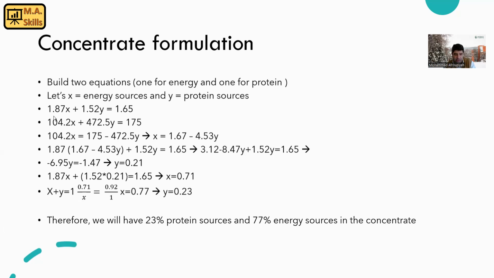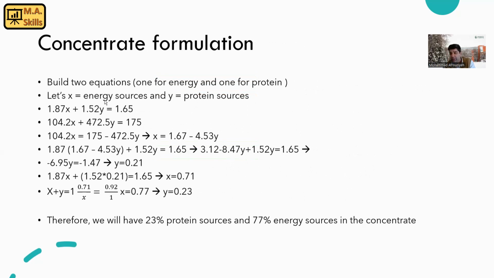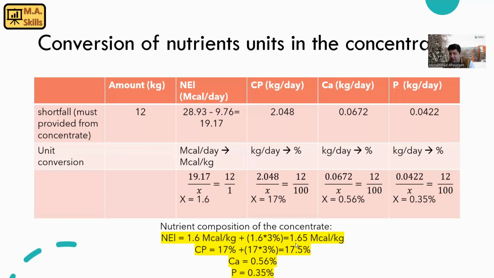So the energy equation, as you can see here, is the multiplication of energy from energy ingredients times X, which is the amount of energy source ingredients in the diet, plus 1.52, which is the energy amount in our protein sources, times the amount of protein ingredients, which we call Y, equals the target energy in our concentrate, which is the 1.65 that we calculated in our previous episode.